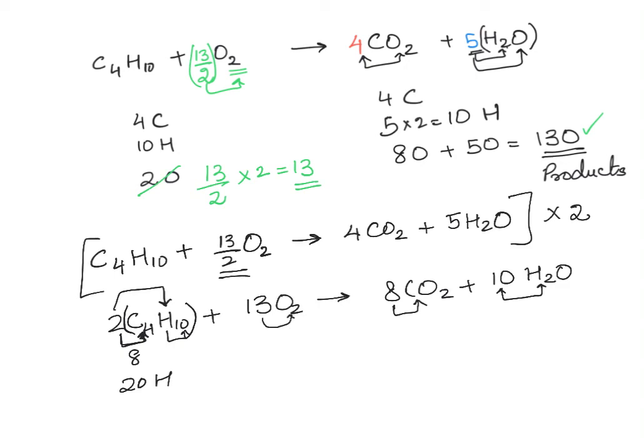13 multiplied by 2, 26 oxygens. On the product side, 8 multiplied by 2 is 16, plus 10. So that is 26 oxygens as well. And so this reaction is now balanced.